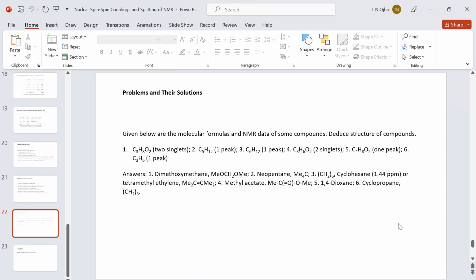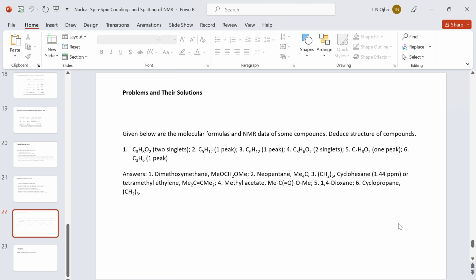Some more problems are given below. Molecular formula is C3H8O2. The compound gives two singlets. We have to find the structure. So it is dimethoxymethane. Another problem: formula is C5H12, one peak. If you work out, there is only one possibility. It is neopentane. The formula is C6H12, one peak. Two possibilities exist: cyclohexane or tetramethylethylene. We have to decide between these two on the basis of chemical shift values.